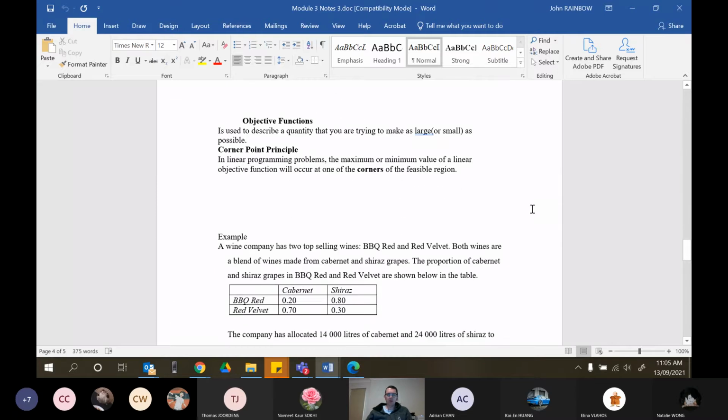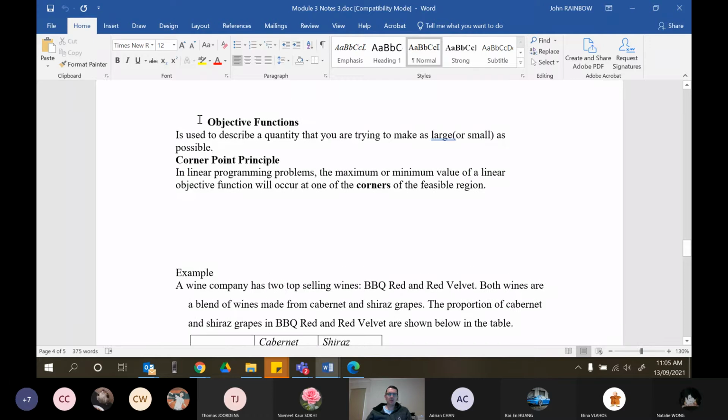So an objective function, what is an objective function? You'll hear this word saying objective function. You'll see it come up a lot of the time in your exams and things like that in SACs. It's used to describe a quantity that you're trying to make as large or small as possible. So it basically has a line.